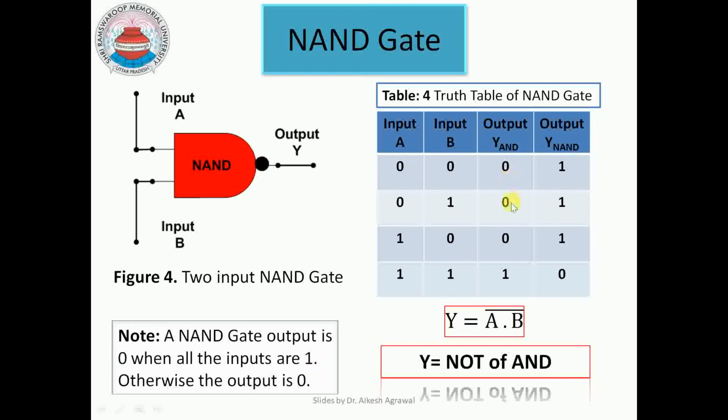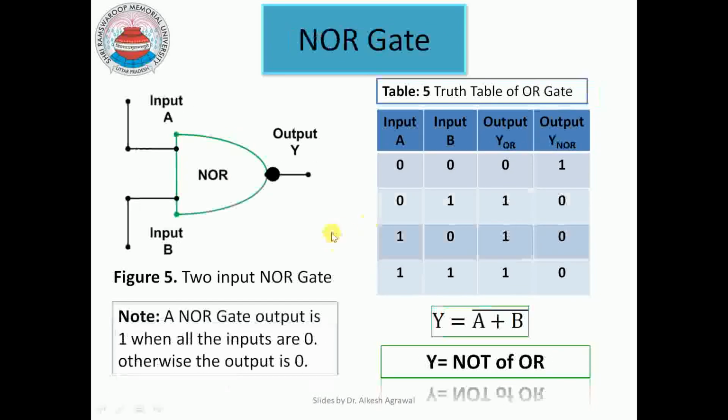This is inverse of AND gate. In AND gate, what we obtain is we get high output when all the inputs are high, but in NAND gate output, we get a low output when all the inputs are high. So this is the uniqueness of the NAND gate that you have to remember. This is the Boolean expression y is equal to A and B inversion. So that is, it is not of AND. So NAND gate is inverse of AND gate and the conditions are reverse.